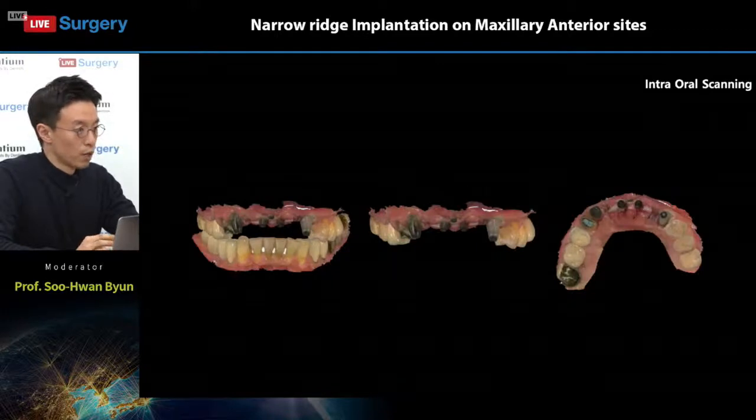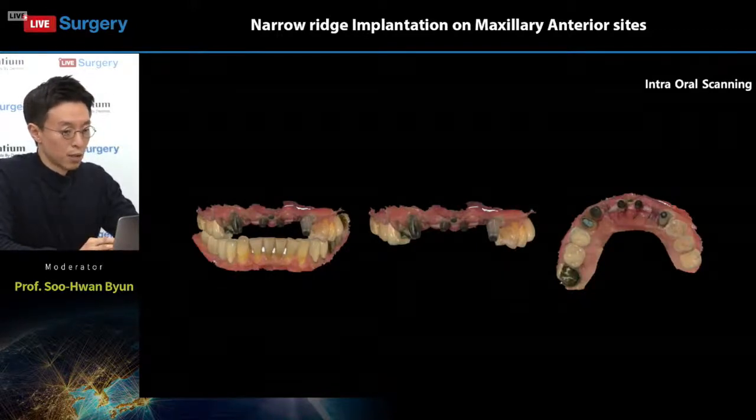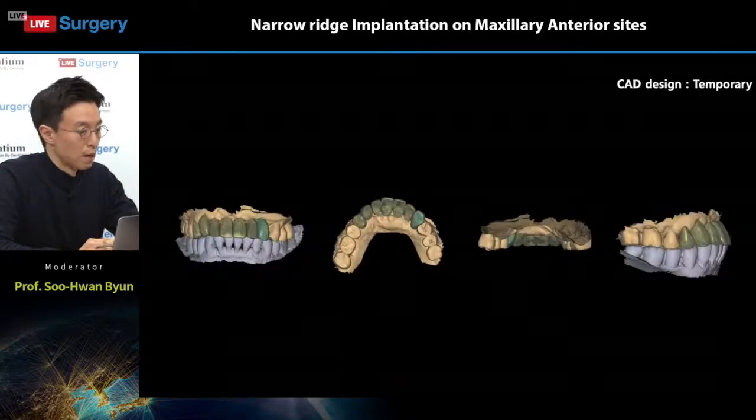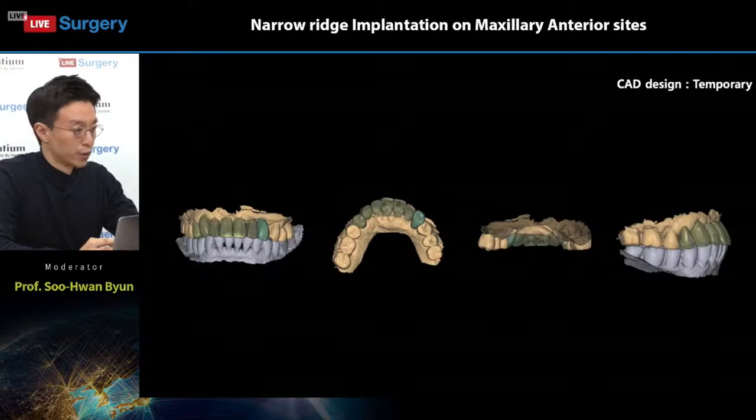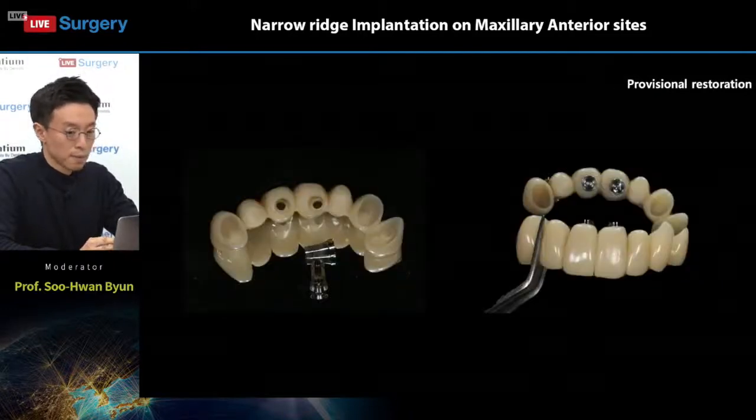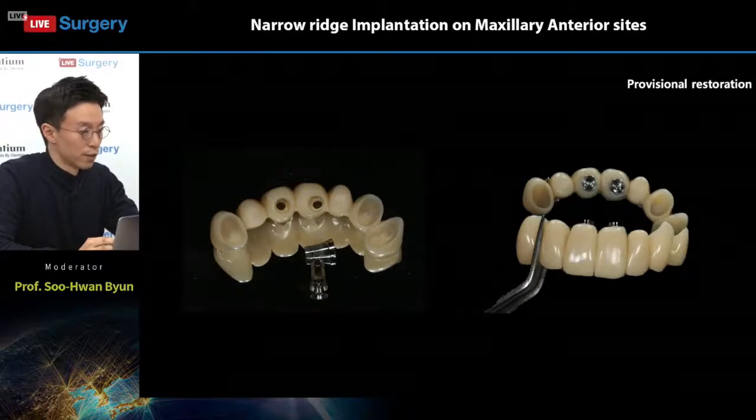At that time, we took an intraoral scan for fabrication of the provisional prosthesis. Virtual setup was also conducted. This is the provisional restoration.